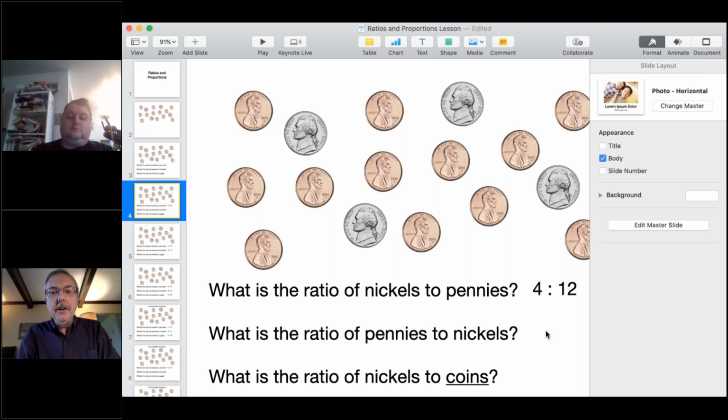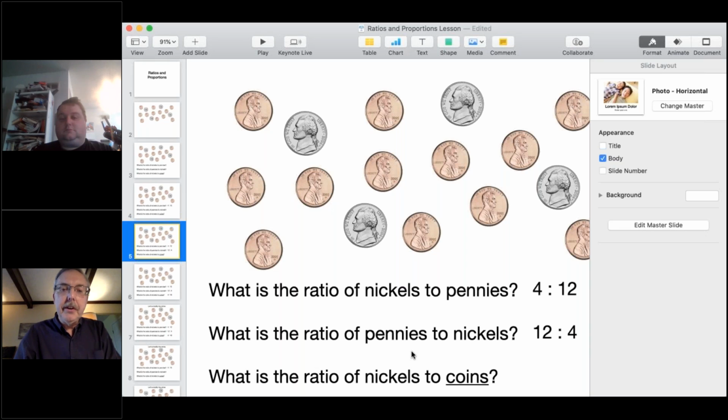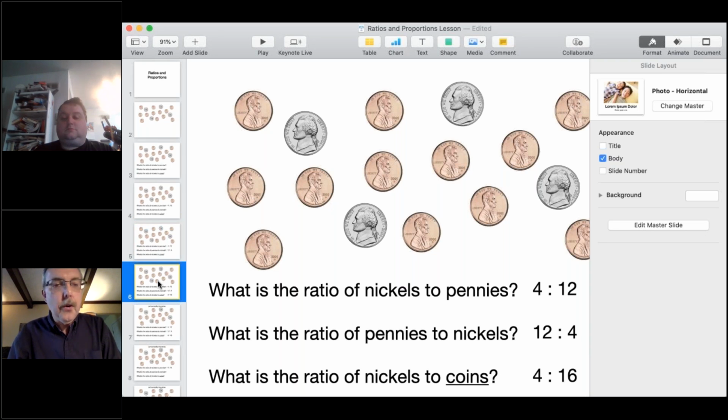Now, if we wanted to look at the ratio of pennies to nickels, since we care about the order, we have 12 pennies and 4 nickels. And if we want to look at the ratio of nickels to the total number of coins, and you will see problems like this too, where they ask you to look at a few things at once, we know that we have 4 nickels, so that's going to be 4. But when we look at all the coins, we've got the 4 nickels and the 12 pennies, which add up to 16. So the ratio of nickels to total coins is 4 to 16. Really, it's just a matter of counting and looking very carefully at what we're being asked to count and putting things in the order that we're counting them.